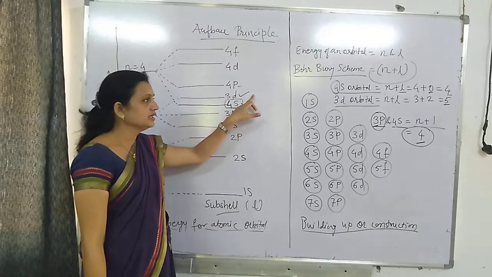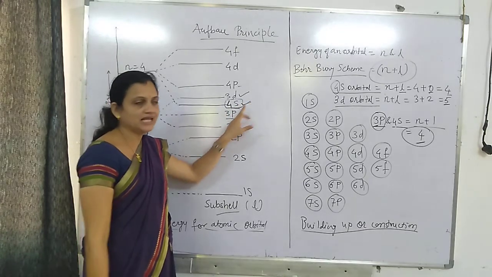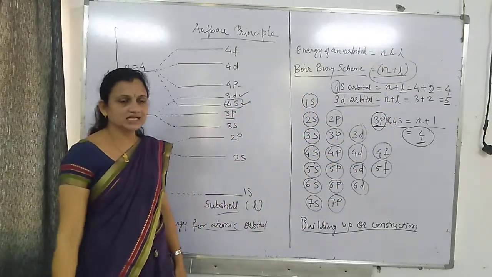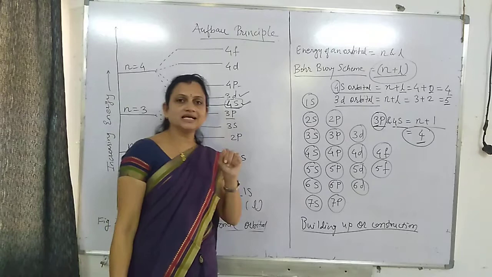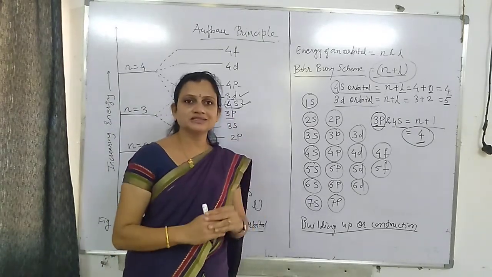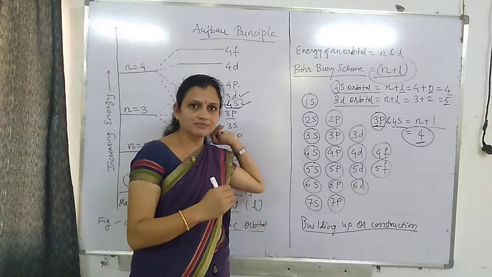Why did it happen? So we are applying here the n plus l rule. So according to the n plus l rule, the one whose n plus l value is lower, write it first, and the one whose n plus l value is higher, write it later.